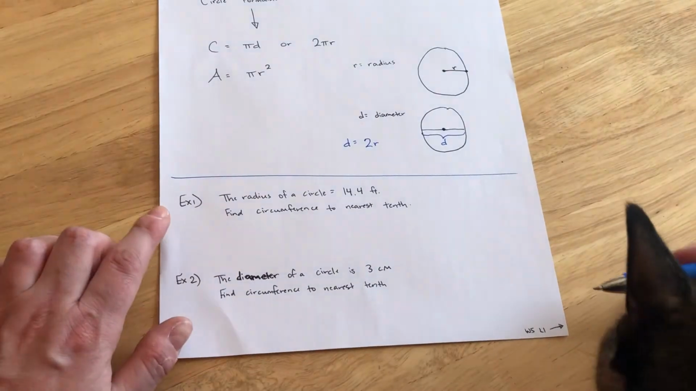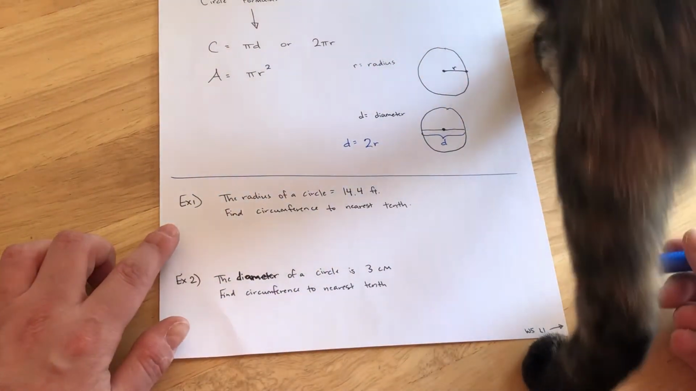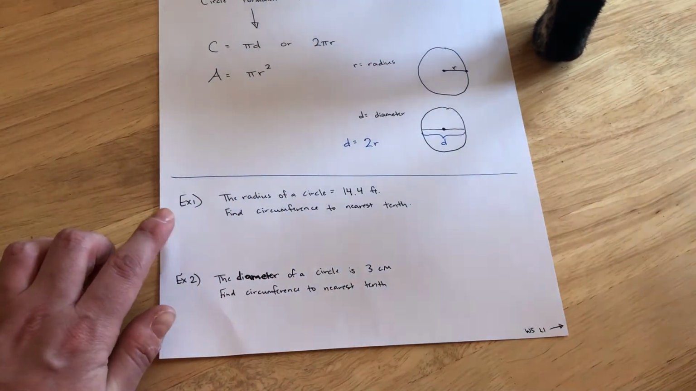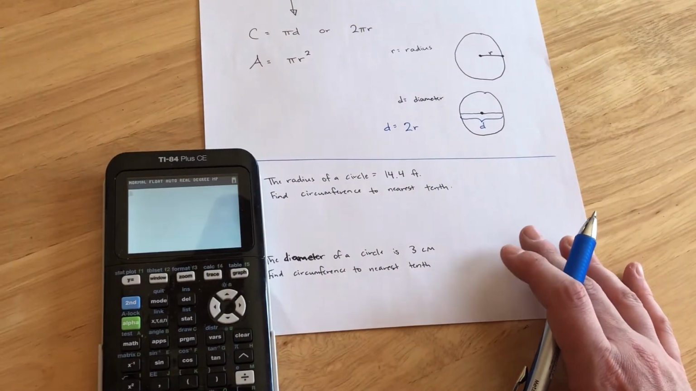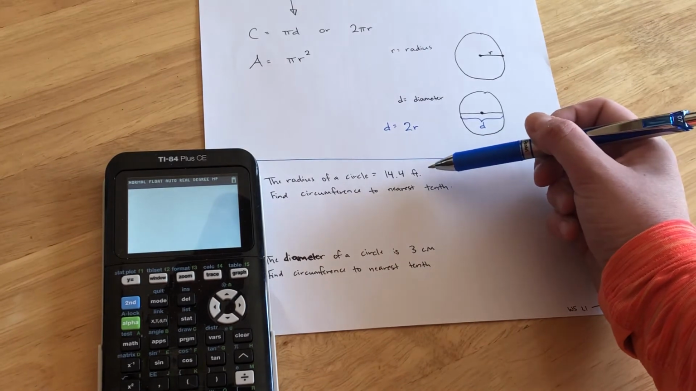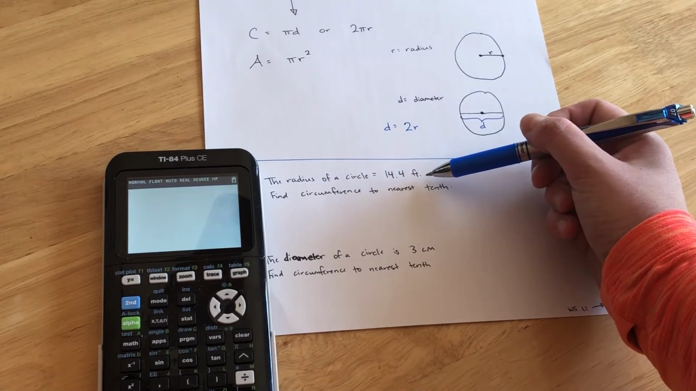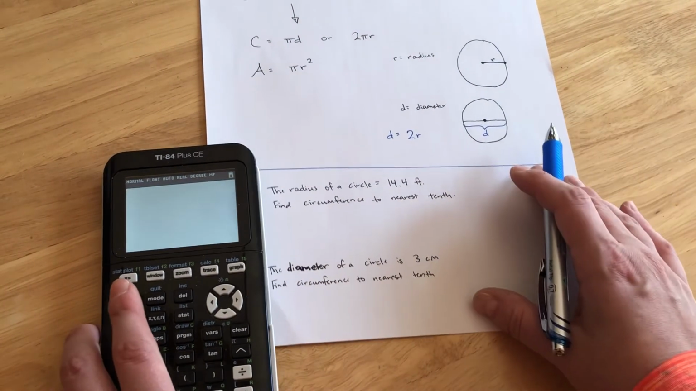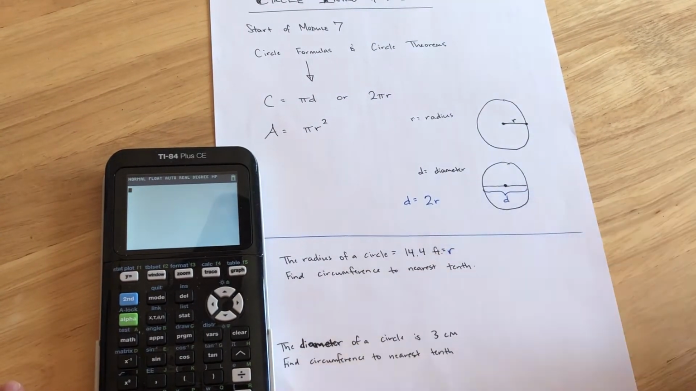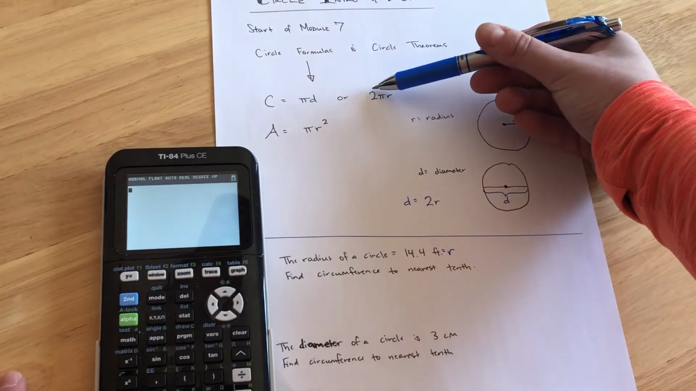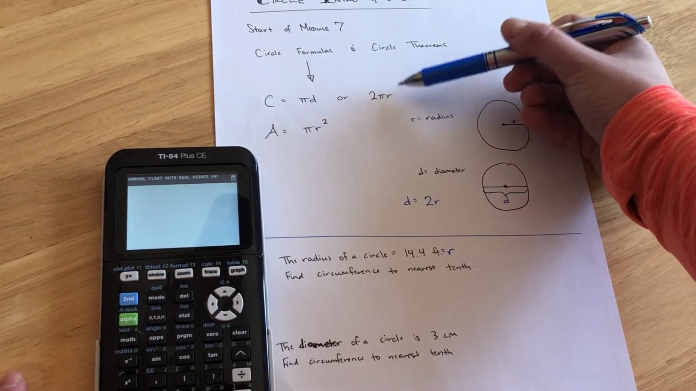So on Delta Math, you'll have some practice problems where they give you some worded expressions, and our job is to calculate different things to the nearest tenth. So let's say they tell us the radius of a circle is 14.4 feet, and our job is to find the circumference to the nearest tenth. Well, they have given us r. So we would want to use 2 times pi times r.